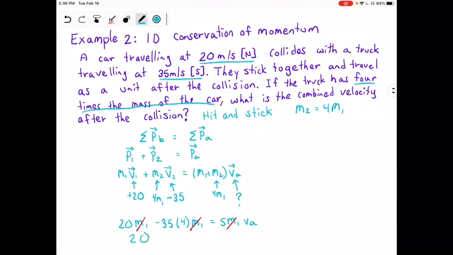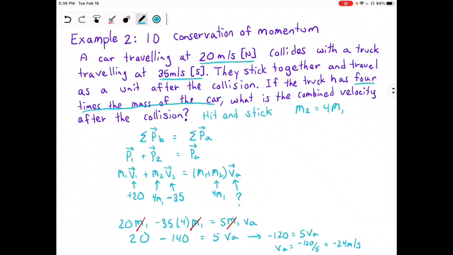So I have 20 minus 4 times 35 is 140 equals 5 v after, which is minus 120 equals 5 v after, or v after equals minus 120 over 5, which is minus 24 meters per second.